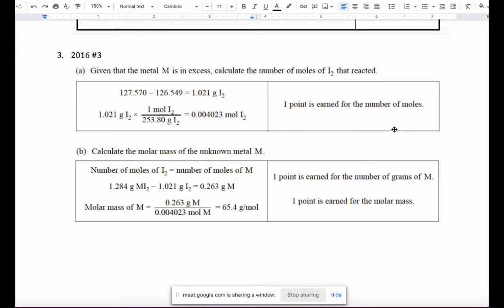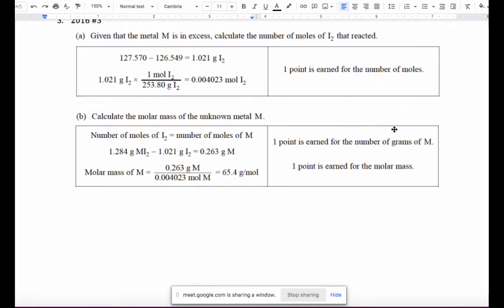I will tell you this was not the entire number 3. You're going to notice that there are 7 points possible. Questions 1, 2, and 3 of the AP tests are always long questions. They are worth 10 points. This only shows 7 of the points. The other 3 points we just haven't talked about yet, so I didn't put them on this packet.